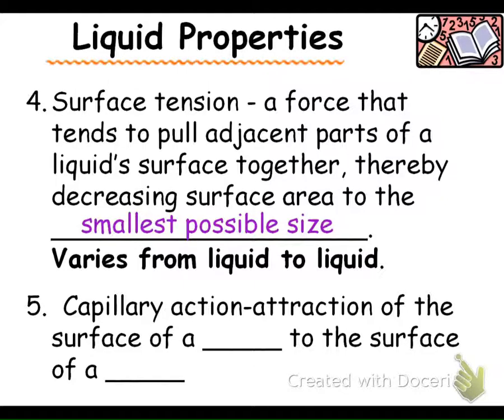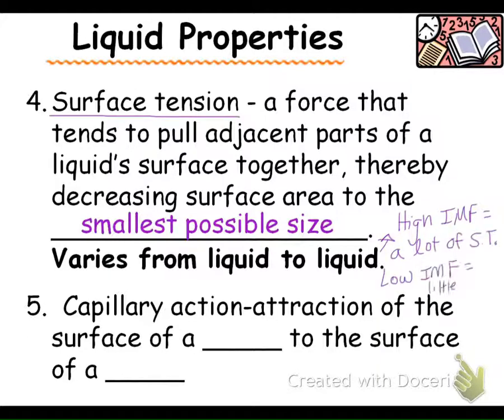Surface tension is another property that's affected by intermolecular forces, and that's just a force that tends to pull adjacent parts of a liquid's surface together, thereby decreasing the surface area to the smallest possible size. And this varies from liquid to liquid. So if you've got a liquid with high intermolecular forces, it's going to have a lot of surface tension. ST is just surface tension. If it's got low intermolecular forces, it's got low surface tension, or little surface tension.